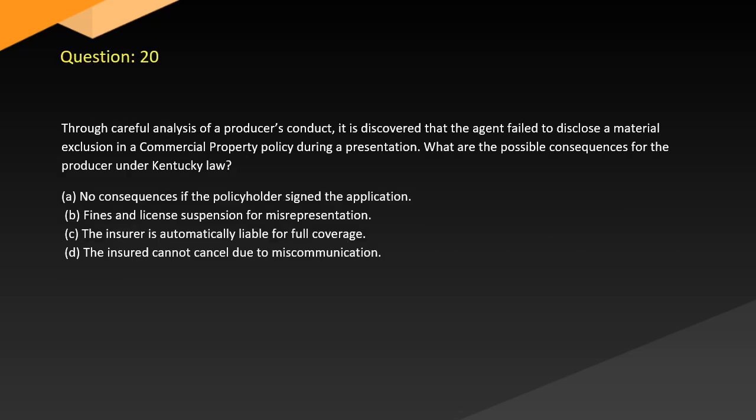Question 20. Through careful analysis of a producer's conduct, it is discovered that the agent failed to disclose material exclusions in a commercial property policy during presentation. What are the possible consequences for the producer under Kentucky law? A. No consequences if the policyholder signed the application. B. Fines and license suspension for misrepresentation. C. The insurer is automatically liable for full coverage. D. The insurer cannot cancel due to miscommunication.